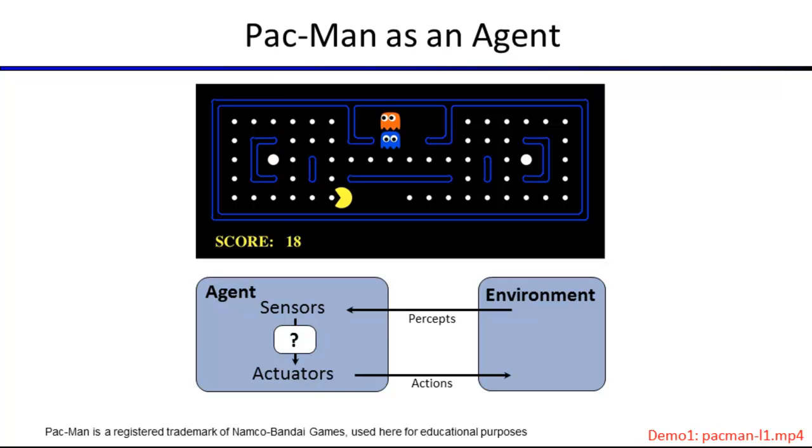If it eats a big dot, then it becomes very powerful. It can eat the ghosts. When it's not recently eaten a big dot, then the ghost can eat the agent. So the goal here is for Pac-Man to eat all the dots. That means it wins. And if a ghost eats Pac-Man, well, that's the losing side of things.